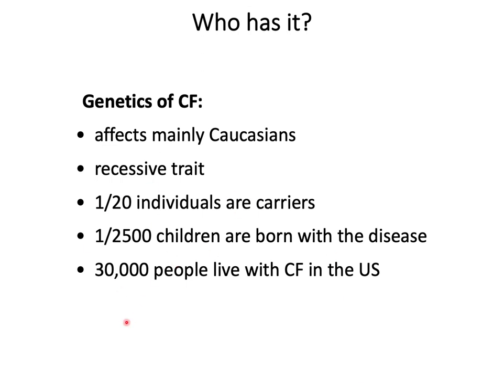So here is the genetics of cystic fibrosis. It affects mainly Caucasians. It is a recessive trait. 1 in 20 are carriers. 1 in 2,500 children are born with the disease. And currently there are approximately 30,000 people living with cystic fibrosis in the United States.